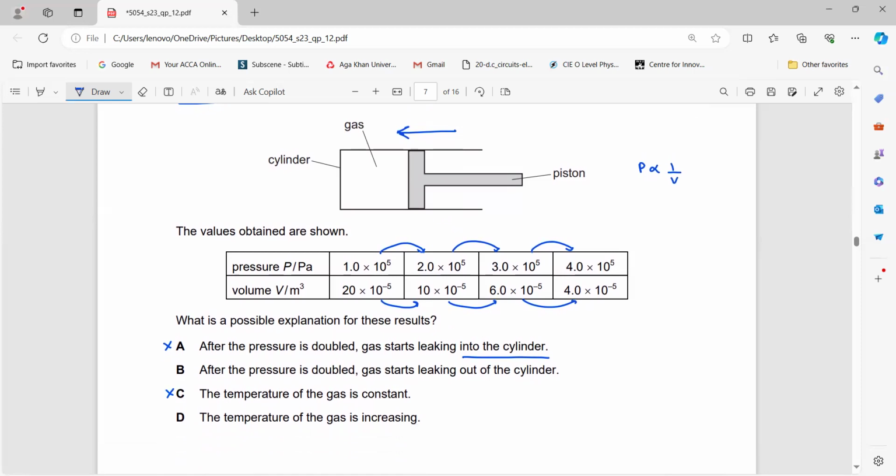The temperature of gas is increasing. The temperature of gas will only increase if you put down a heating source. So I'm going to stick to B, which says after the pressure is doubled, the gas starts leaking out of the cylinder. Why? Because it has lesser space available to move out.